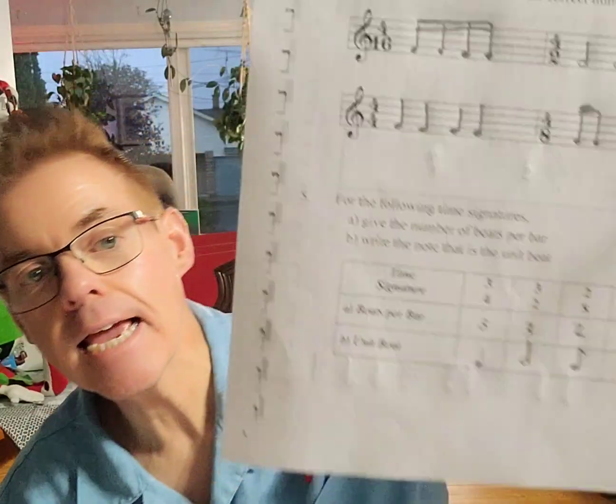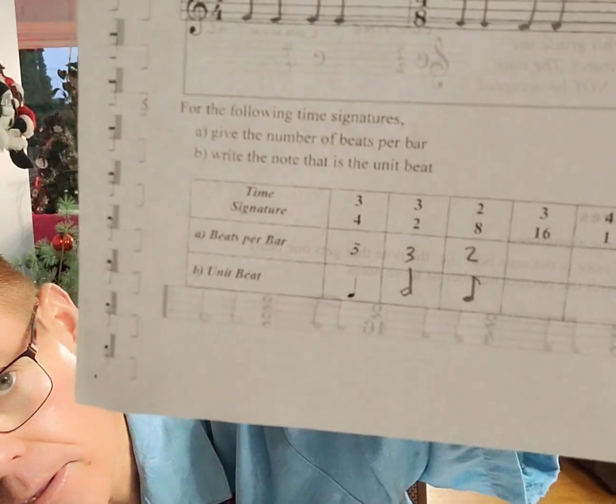What do we have in the second one? 3 beats per bar, and unit beat is? A half note. 2/8. 2 and then an 8th note. You got it. So beats per bar, 2, unit beat 8. In this case, we would draw a single 8th note. Just like that. So far, so good? Yep. Okay. Let's keep going.